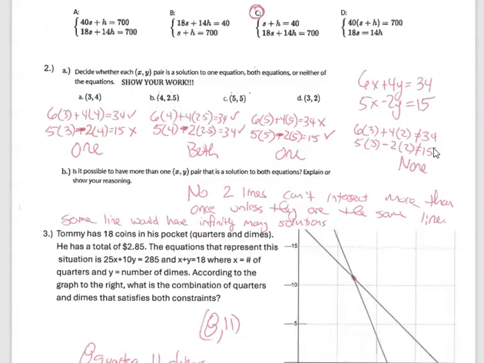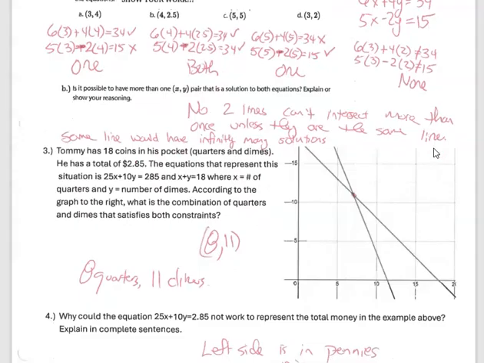On number 2, there are 2 different ways to figure out if the point is a solution to one, both, or neither of the equations. You can just substitute it in, which is what I did here, and see if it makes one equation true, both equations, or neither. Or, as I was explaining to students in class, you could pop both of them into Desmos and see if the points 3, 4 and 4, 2.5 are on one of the lines, both of the lines, or neither of the lines.